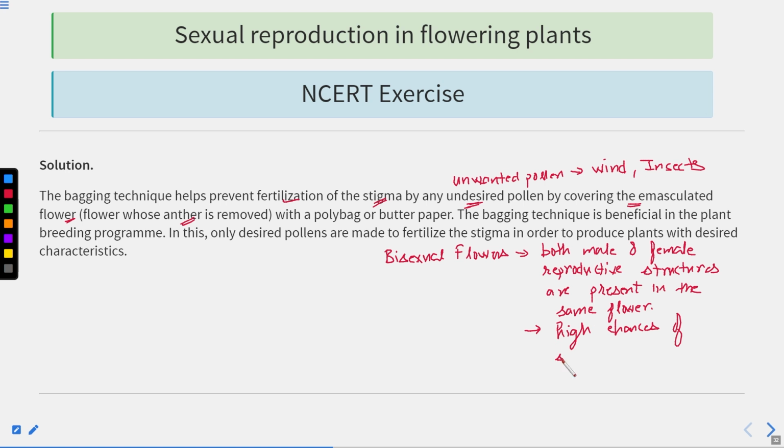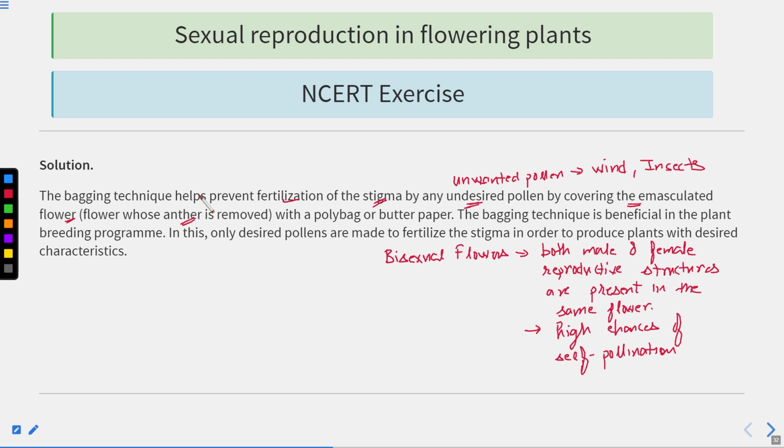There are high chances of self-fertilization or self-pollination. But what we have to do is ensure that the stigma is fertilized by the pollen that we have selected, because it has all the desired characteristics, and we want these characteristics to be present in the hybrid. So we do emasculation: we remove the anthers using forceps or a needle.